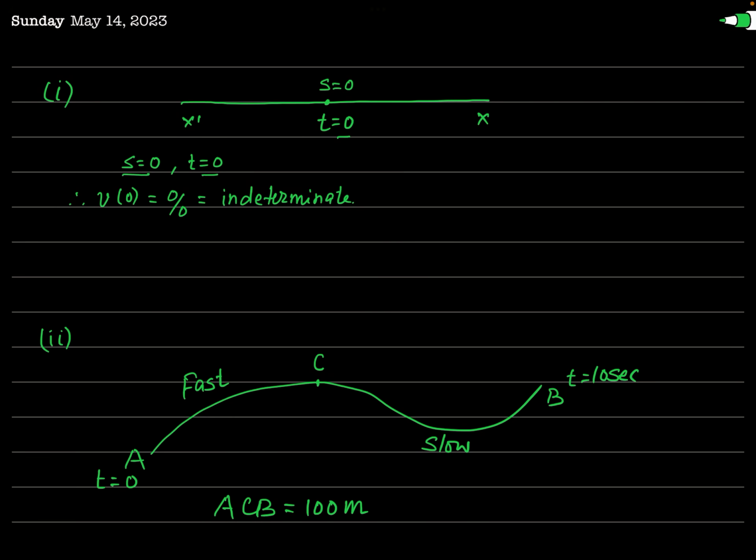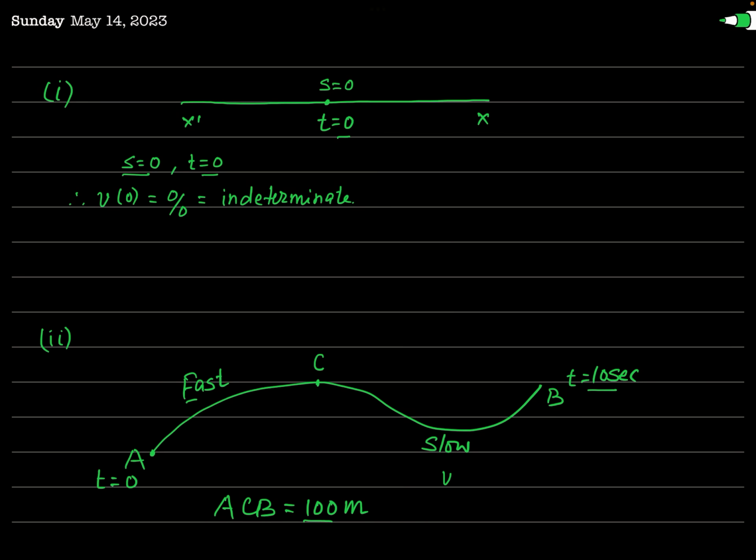Now let us take another example. Let us consider that a particle starts moving from this point A at time 0, and it moves from A to C fast. I have written here fast, and then the speed of the particle decreases, it slows down, and then it moves from C to B, and at point B it reaches at a time t equal to 10 seconds, and the path length ACB is equal to 100 meter. It means this particle has covered a distance 100 meter in 10 seconds.